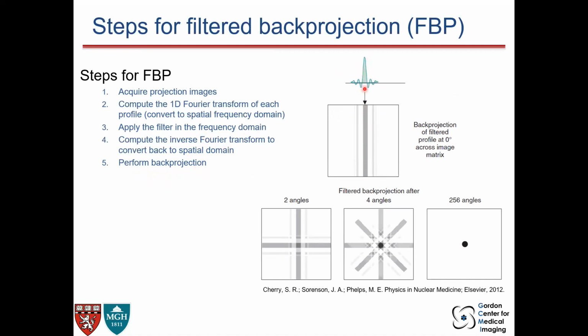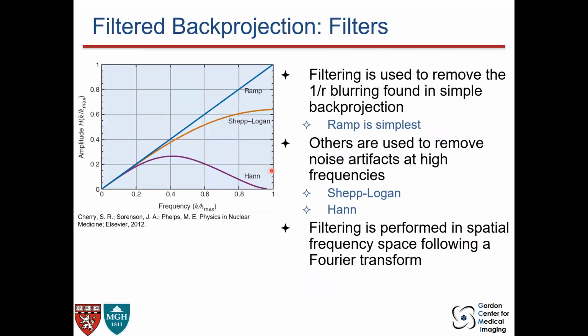So basically, you have one projection, two projections here, and four, and then if you have a much larger number of samples, you can represent almost the true image of the object of interest. And there are different types of filters. The most straightforward one is the Ram-Lak filter, and then you have the Shepp-Logan and Hanning filters, and each one of them has its own properties and its own effect on the final image.